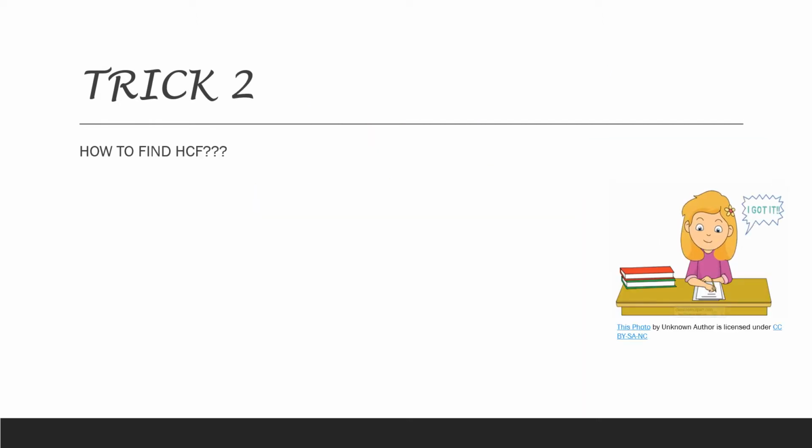So let's see how to find the HCF. Normally, as we know, to find the HCF we do prime factorization and then find the highest common factor. Using the trick, I'll show you the easiest and fastest way to find the HCF. Let's take some numbers: 430, 516 and 817.